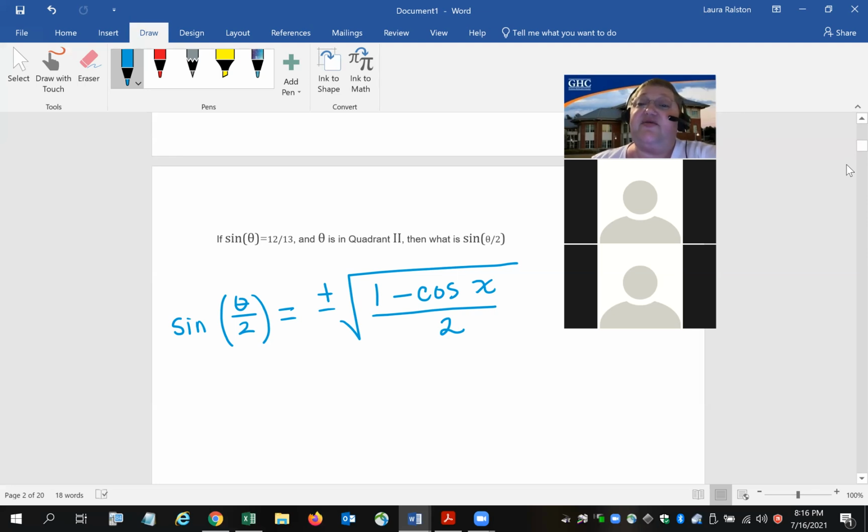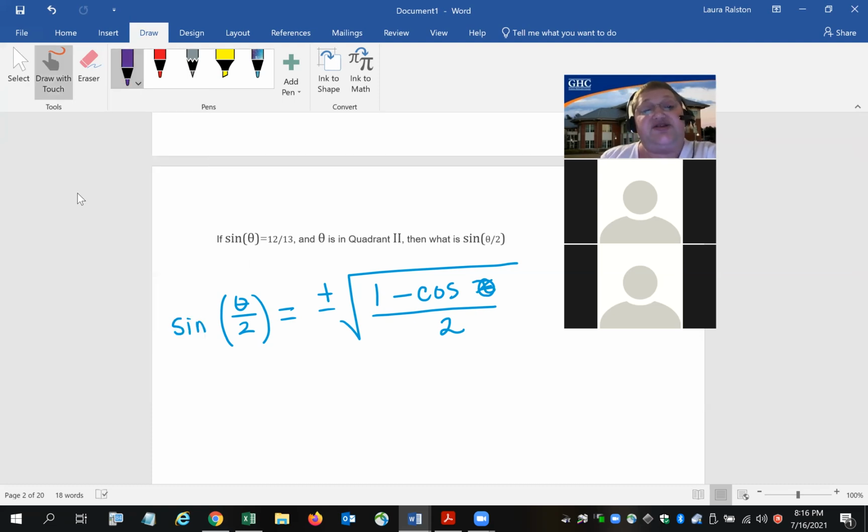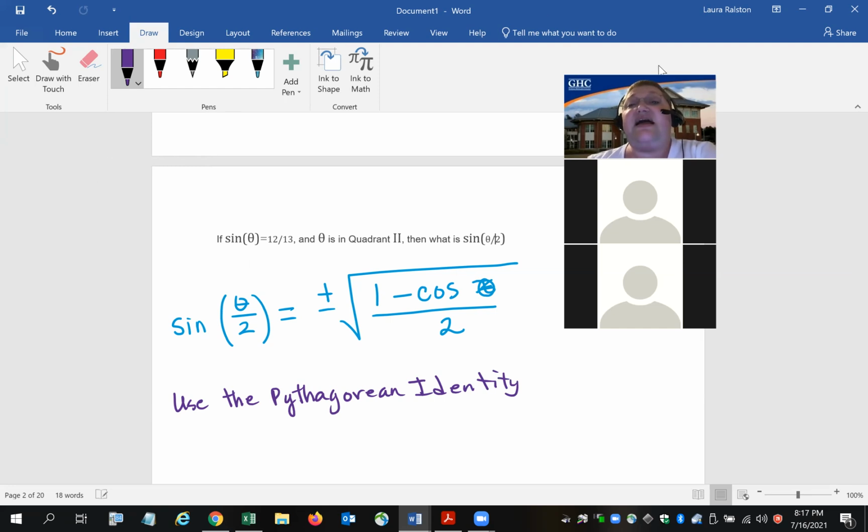Now, here's where it gets a little messy. You've got a lot of little steps you have to do here. In the question itself, you've been given the sine of theta, not x, I'm sorry. But in order to use the formula, you need cosine. So we have a step here at the beginning. We're going to use the Pythagorean identity to find the cosine.